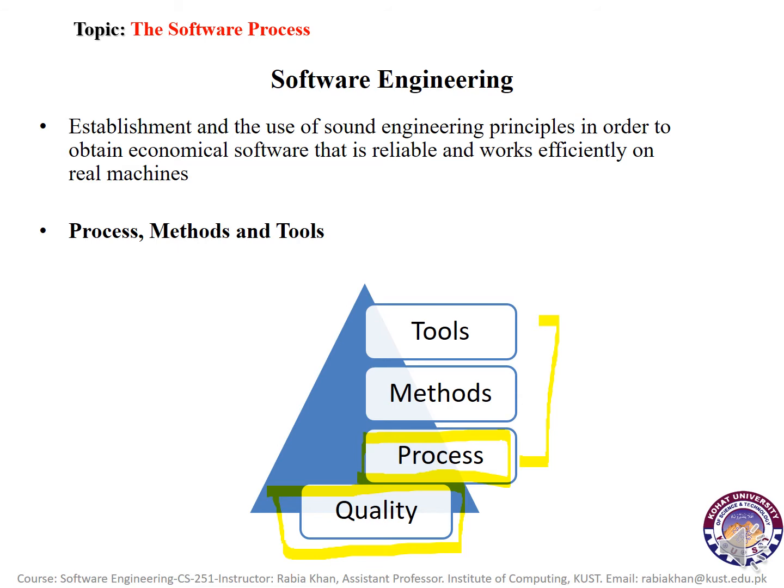So the next layer is the method. What methods are used to develop quality software? Here, methods provide the technical details or technical support for software development. Methods consist of different tasks such as requirement analysis, design, code, test and maintenance. These different activities form the software methods.